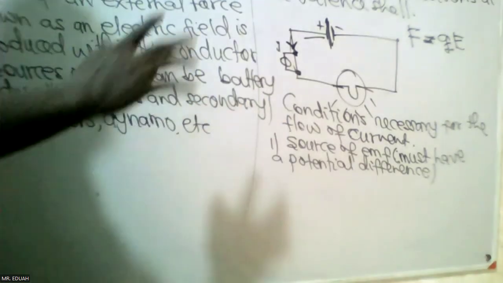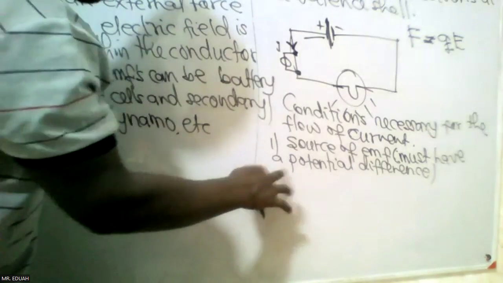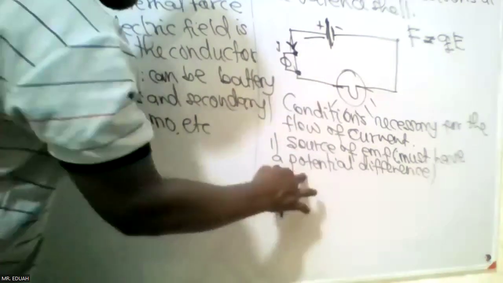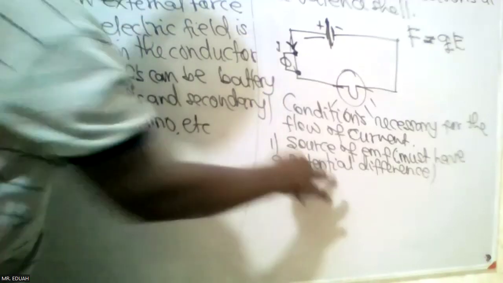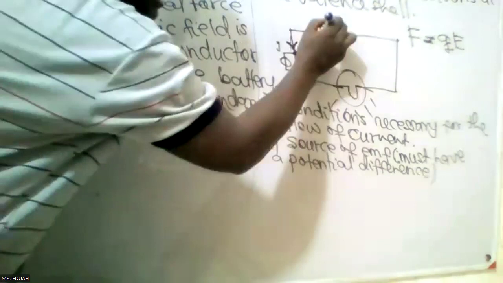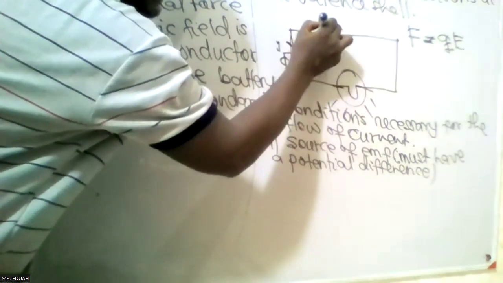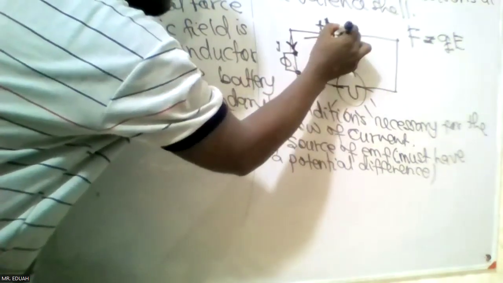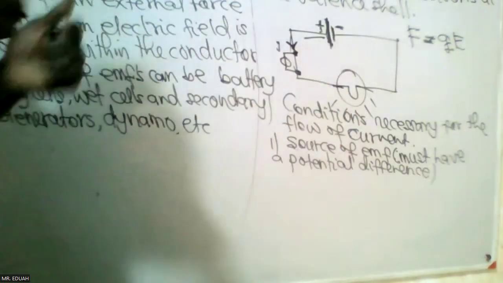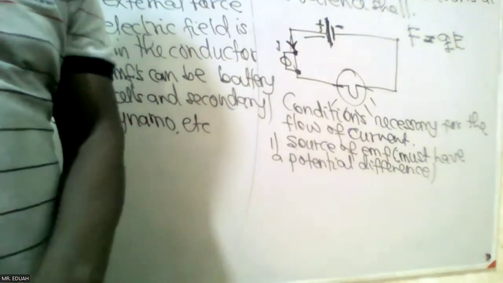And so for current to flow, there must be a source of EMF, and the source of EMF must have a potential difference. That is why the battery has one end labeled as plus and one end labeled as minus. The plus and minus is the potential difference.